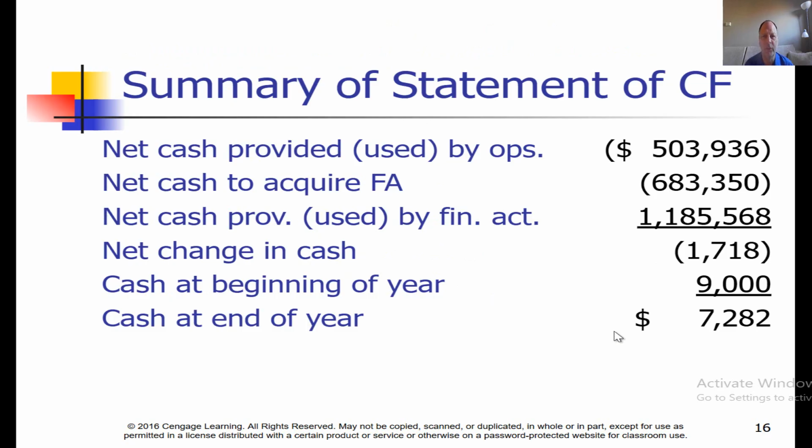So the summary of our statement of cash flows: net cash provided by operations was negative $503. Net cash to acquire fixed assets was negative $683. Net cash provided by financing activities was $1,185,568. So the change in the net cash on hand, netting all this out, our cash decreased by $1,718. At the beginning of the year, we had $9,000 in cash on hand. Now we only have $7,282.